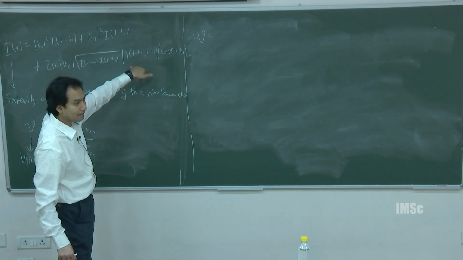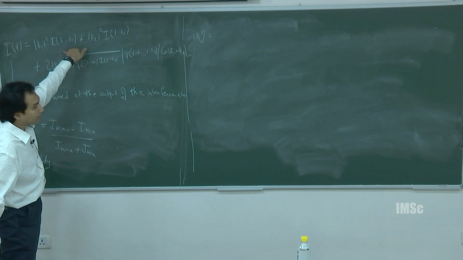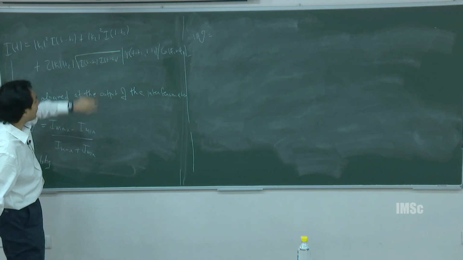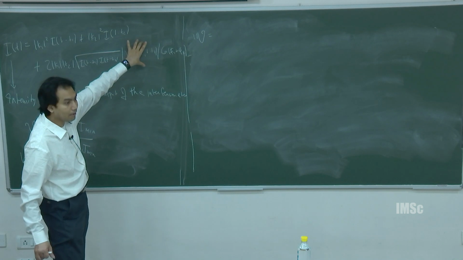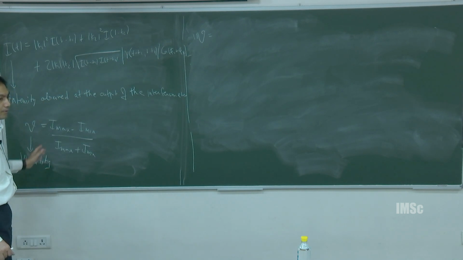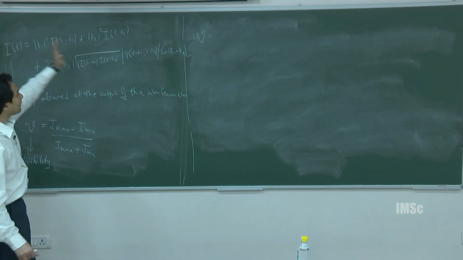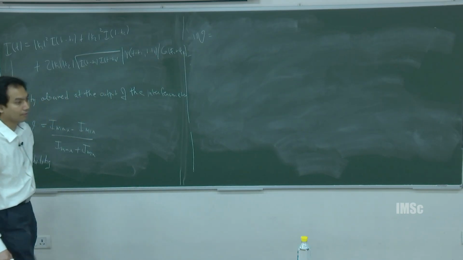So in a sense, in the special case where, let us say, the intensities of both the arms are equal, the visibility simply becomes equal to mod gamma. So this definition gives us a direct way to relate the visibility to the degree of coherence.